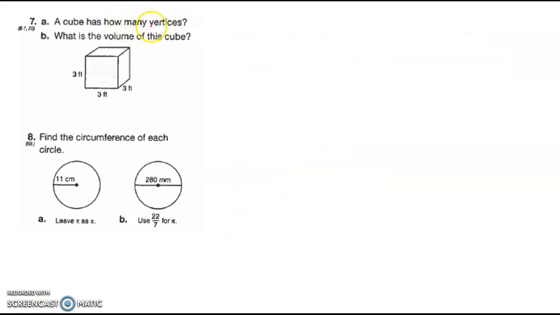All right, a cube has how many vertices? Vertices is a fancy word for corners. So let's see, 1, 2, 3, 4. We know there's one back here, 5, 6, 7, 8. So the answer is 8. And then it asks for volume, which is length times width times height, which is going to be 3 times 3 times 3, which is 27 feet cubed.